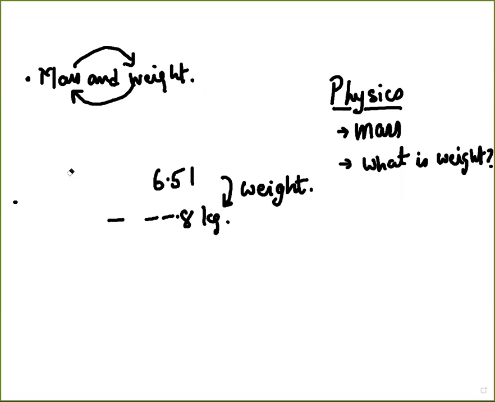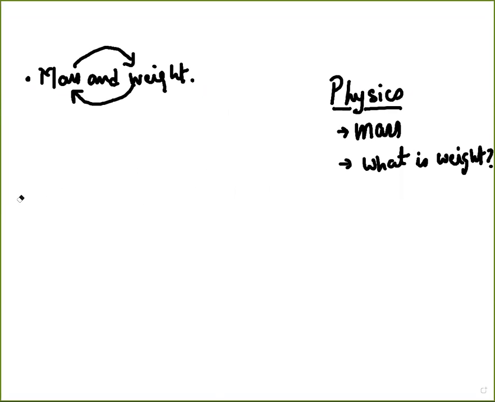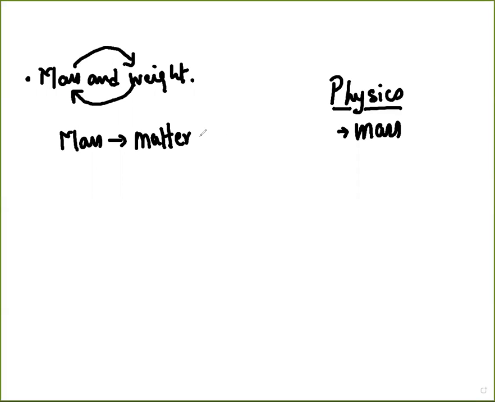So first thing is that when you say my weight is 77 kilograms, 78 kilograms, what you are saying is basically your mass. And what is mass? Mass is just the amount of matter that is contained in a body. It's a measure of matter in a body.